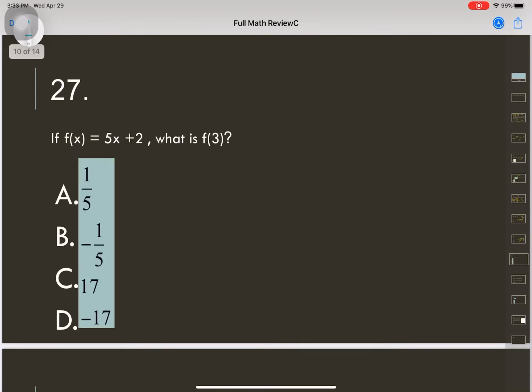Okay, that was 26b. 27. If f of x is 5x plus 2, what is f of 3? So instead of x, you're going to plug in a 3. So 5 times 3 plus 2. 5 times 3 is 15, and 15 plus 2 is 17. It's that easy. That one was not hard at all.